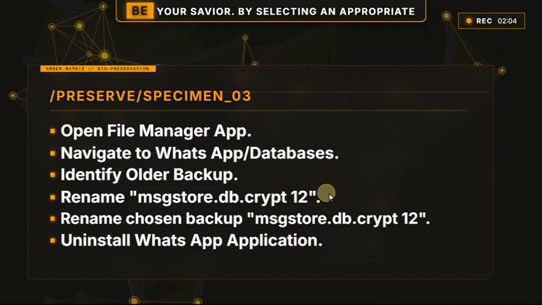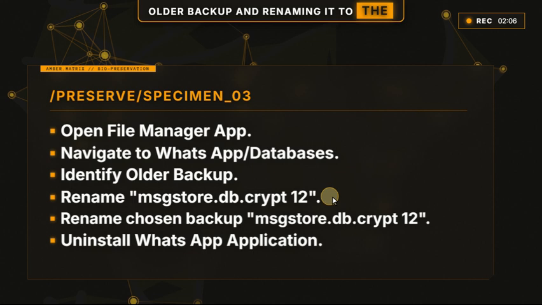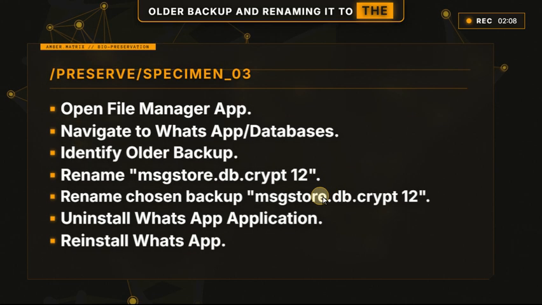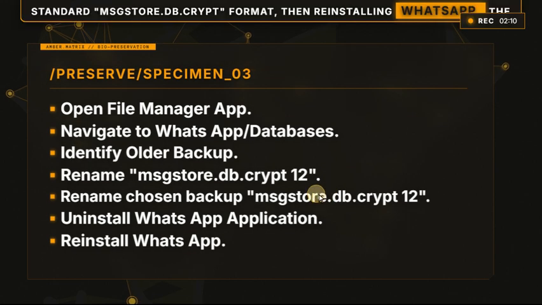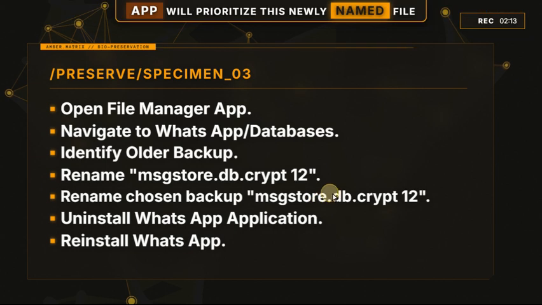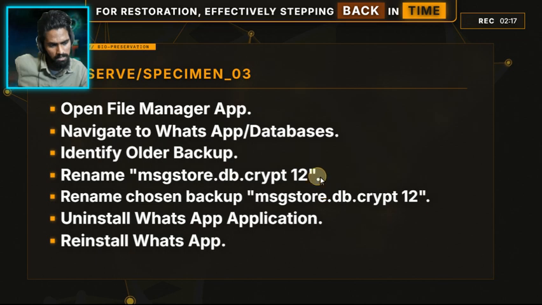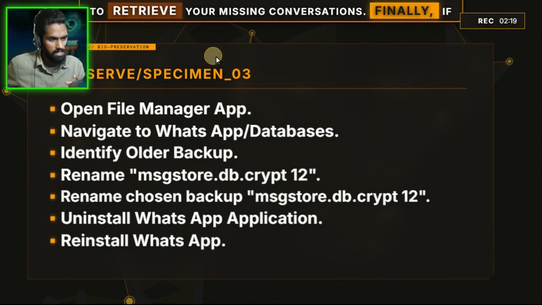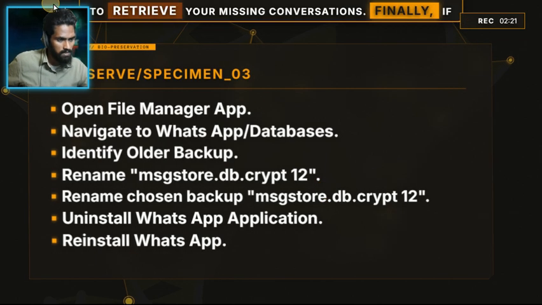By selecting an appropriate older backup and renaming it to the standard msgstore DB crypt format, then reinstalling WhatsApp, the app will prioritize this newly named file for restoration, effectively stepping back in time to retrieve your missing conversations.